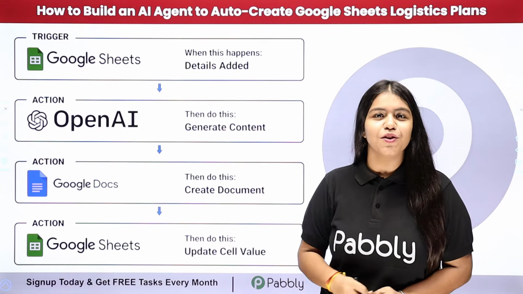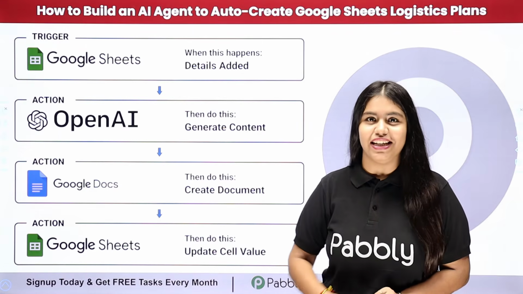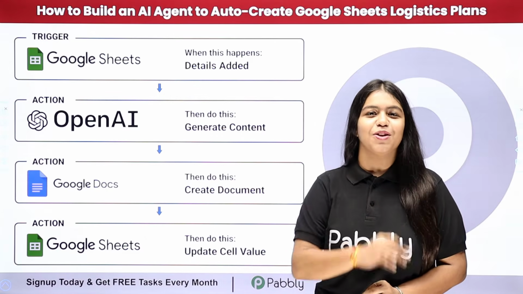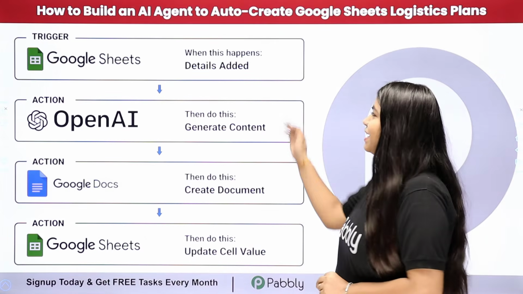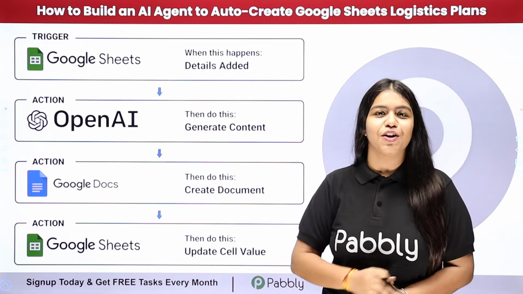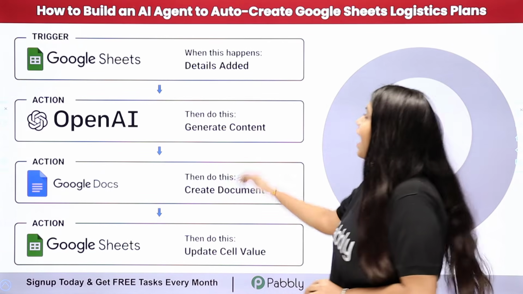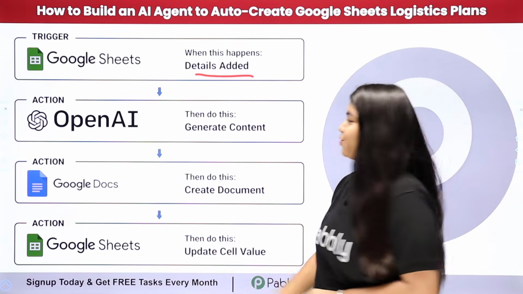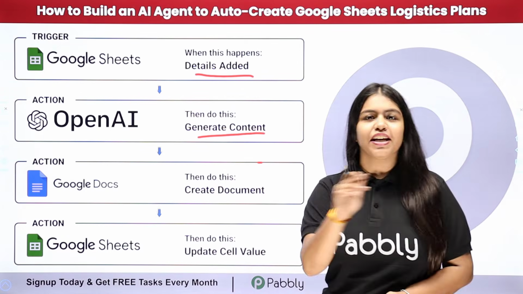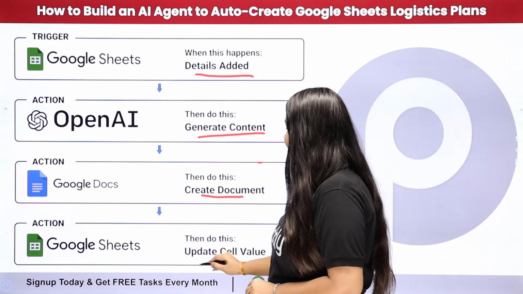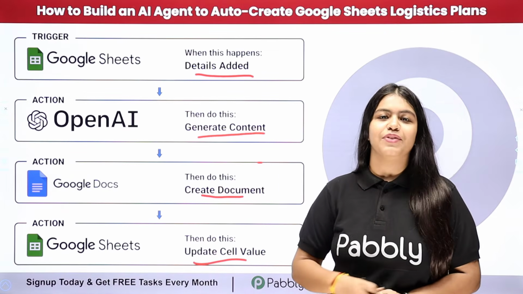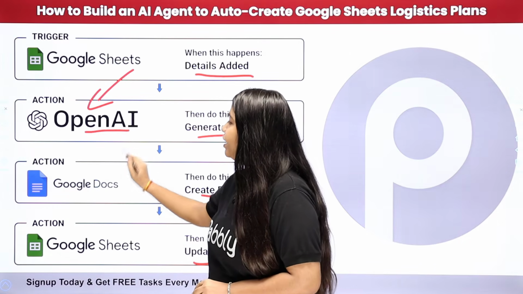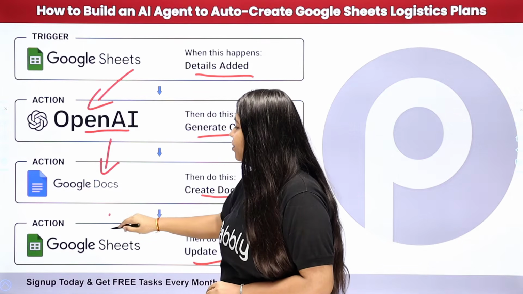So like you, I also used to create logistics plans manually, but this is such a time consuming and error-prone task. So to solve this problem, I've simply created this amazing automation where as soon as I add the details of my plan in my Google Sheet, automatically my AI agent is going to generate me the logistics plan, which I can further add in my Google document and then Google Sheet. And to do this, we are simply going to create a connection between Google Sheets, my AI agent, which is OpenAI, Google Docs, and then Google Sheets.